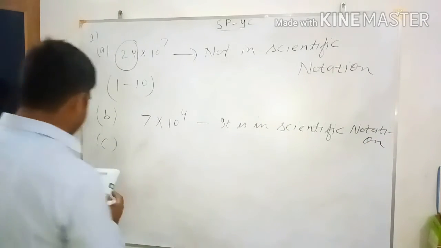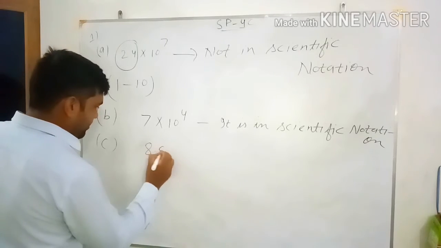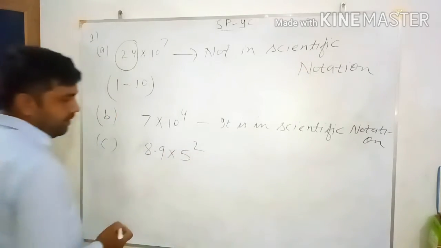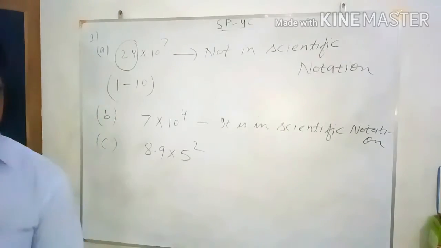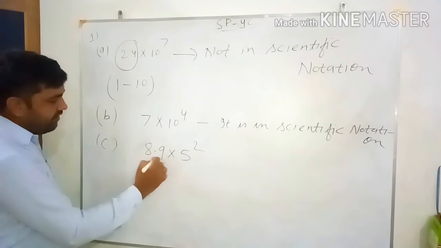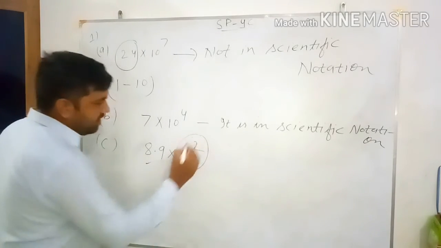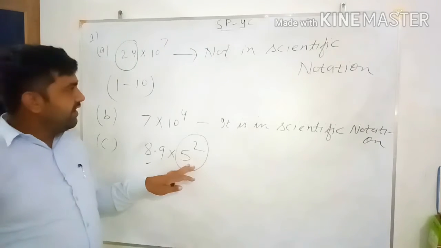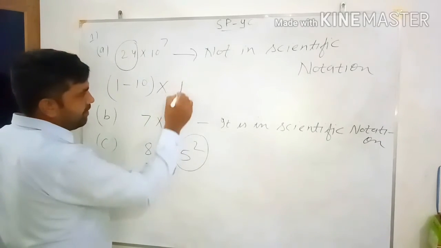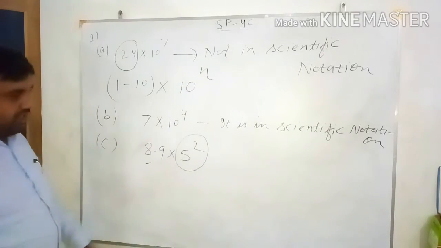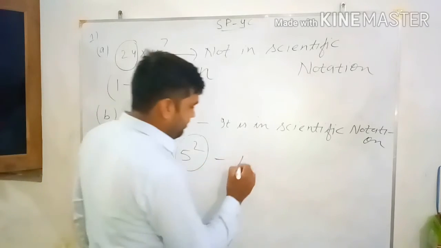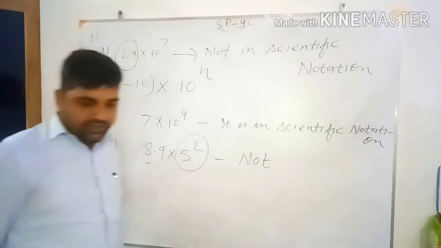Now, question number C. 8.9 multiply 5 to the power 2. This number is not in scientific notation. Why is it not in scientific notation? The first factor is between 1 and 10. That is correct. But the second factor is not a power of 10. The first factor should be between 1 and 10 and the second factor should be a power of 10 for the scientific notation. So that's why C is not scientific notation.